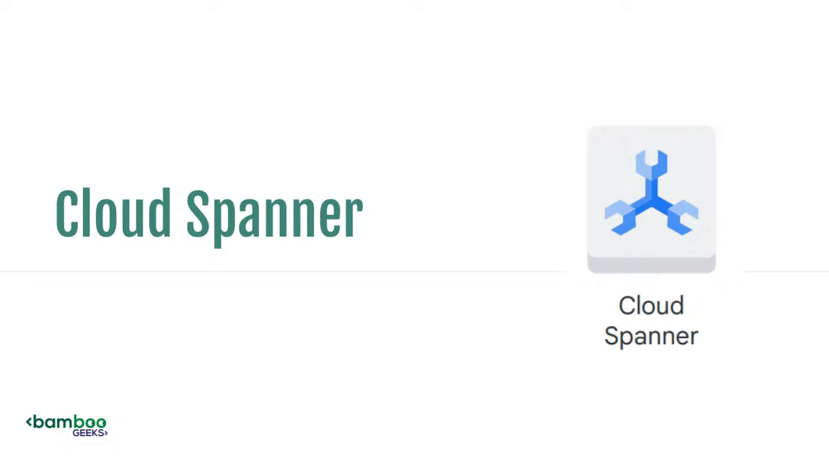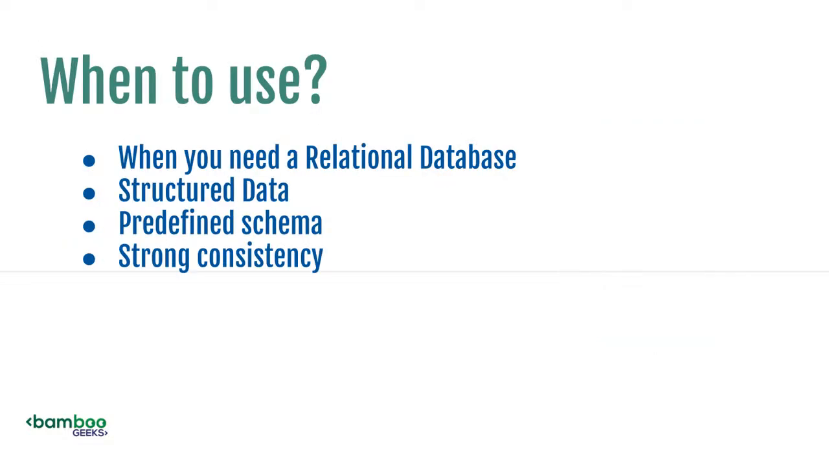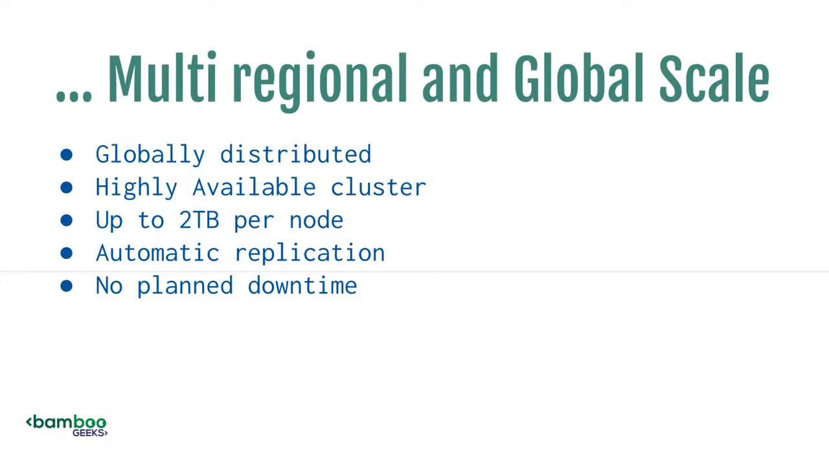Next service, also under the relational database services, is Cloud Spanner. So Cloud Spanner, again, is a managed service. It's a relational database, which means that if you want to use it, you need to have a relational database use case, which means, again, that you need structured data, a predefined schema, and also strong consistency. But the difference between Cloud Spanner and Cloud SQL is that Cloud Spanner is multi-regional and also global scale.